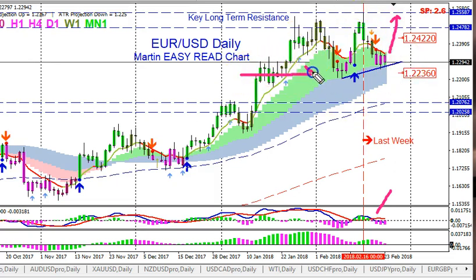When you have green, see, with these Easy Read charts, it makes things pretty simple. When you have green above blue, we're looking for buy trades only. This is a pullback. That's all it is. We're not changing course just yet.